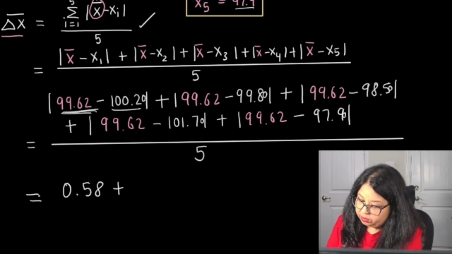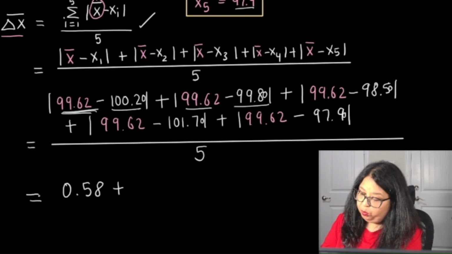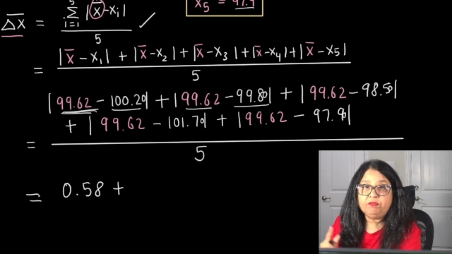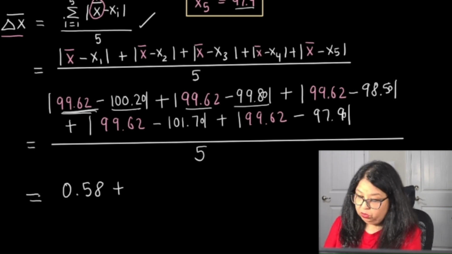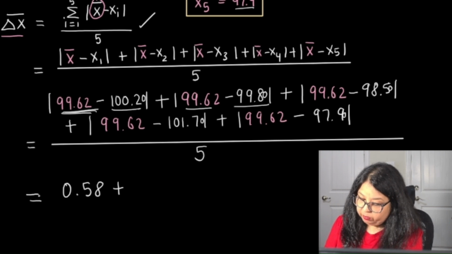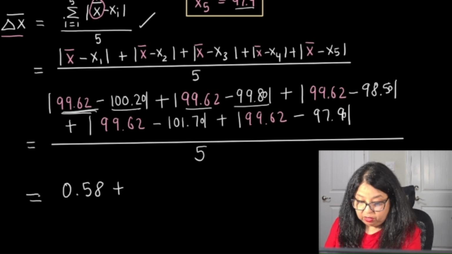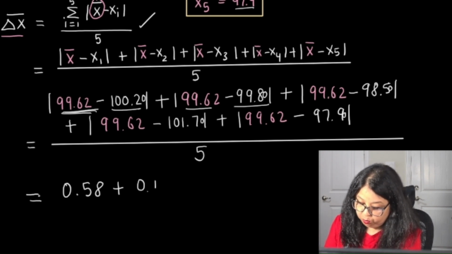And the next one, 99.62 minus 99.80 is again a negative number. But since we are taking the modulus of it, it will be a positive answer. So what is this going to give us? To go from 99.62 to 99.80, I have to travel 0.18 units. So it is 0.18.